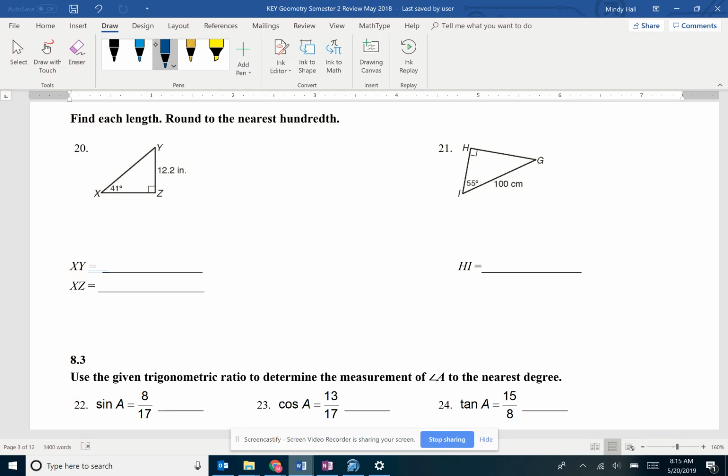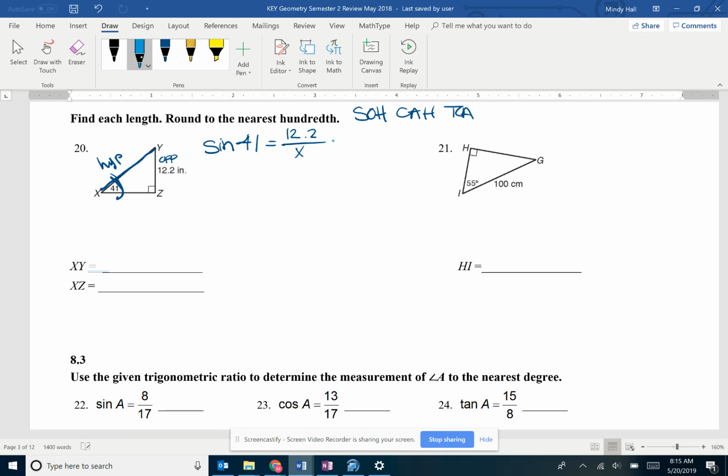So starting with XY. XY is this side, which is the hypotenuse. Looking at this 41 degrees, that 12.2 is opposite. So opposite and hypotenuse is sine. I'll write SOH CAH TOA again in case you need it. So we'd have sine of 41, because we know our degree measure, is our opposite side, which is 12.2, over the side we want, which is the hypotenuse, so we just say x.